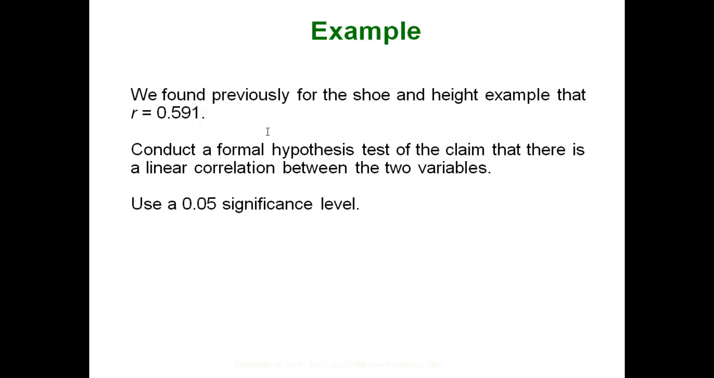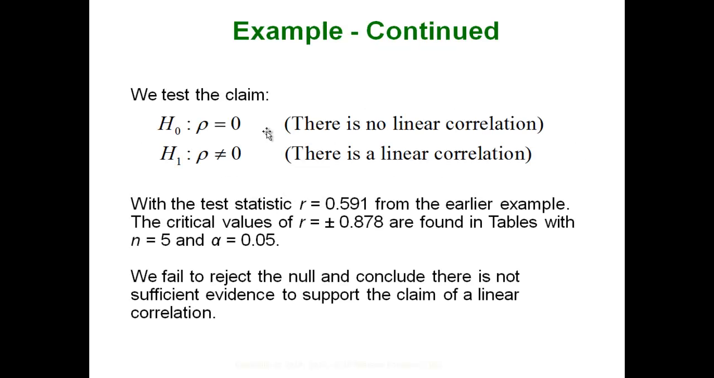In our previous example, we found that R was 0.591. We can conduct a formal hypothesis test of the claim that there is a linear correlation between the two variables. So if our claim is that there is a linear correlation, and we're going to use 0.05 as a significance level, then which of our two hypotheses is our claim?